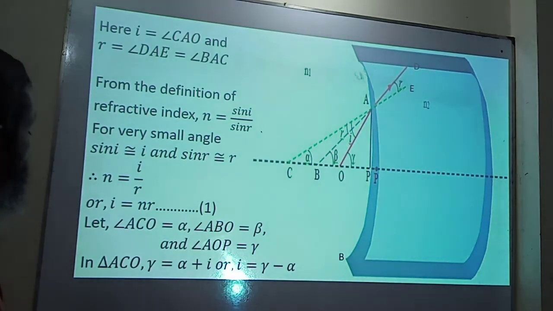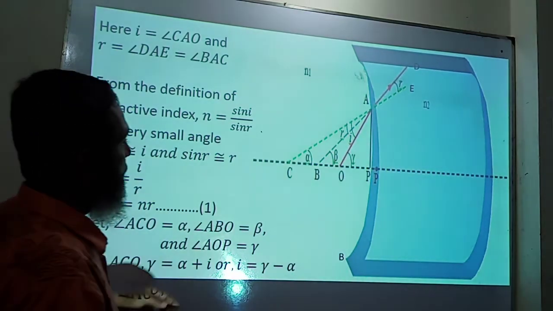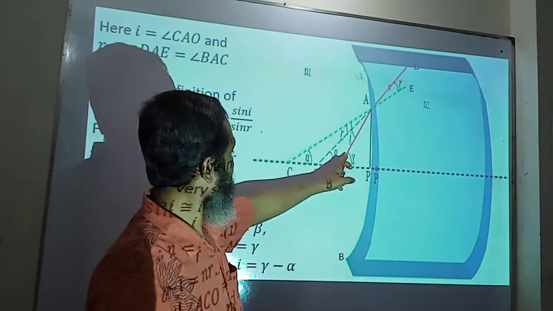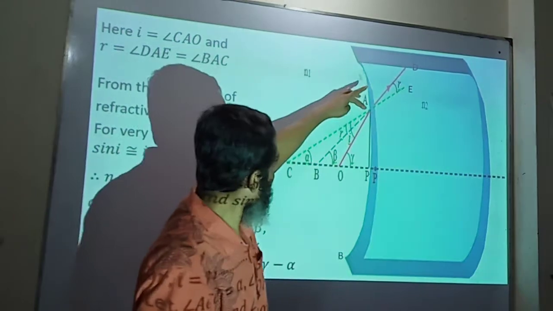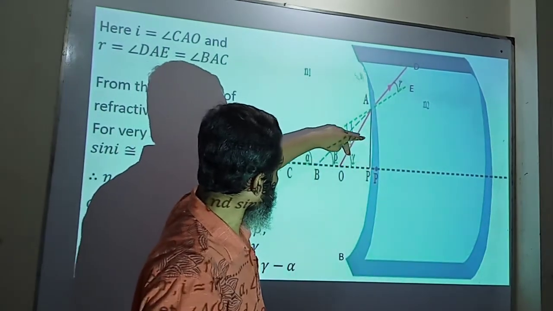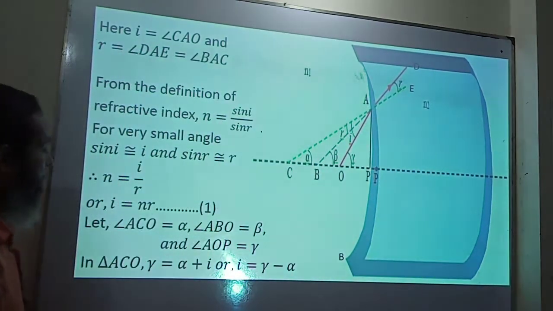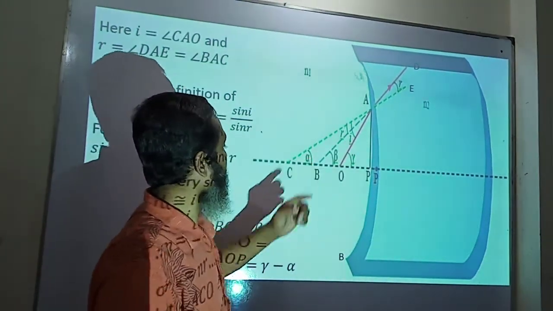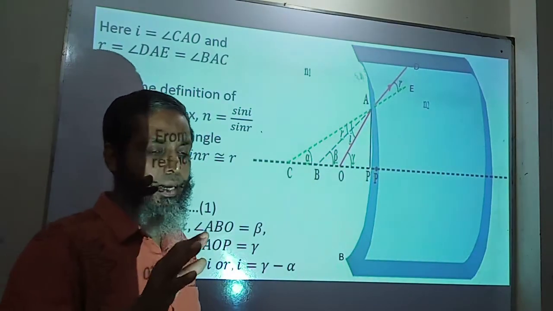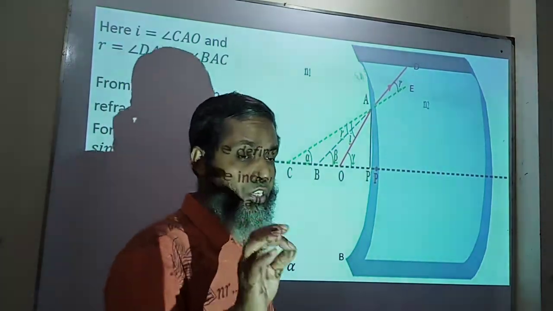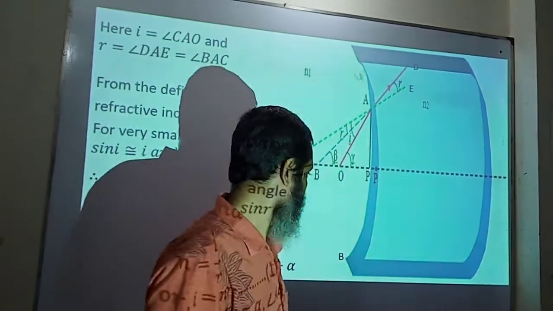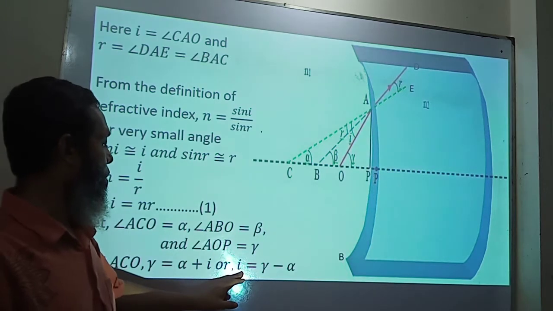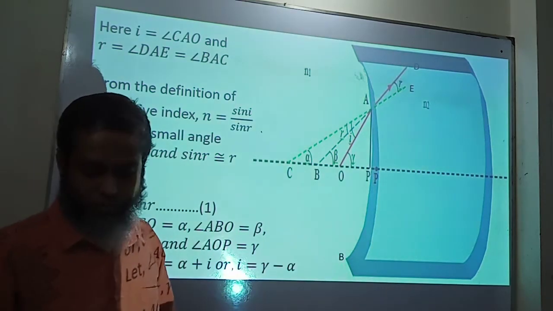Let us come to the triangle ACO. In this triangle, AOP is the exterior angle, that is gamma is the exterior angle. So we know that gamma is equal to I plus alpha, because the exterior angle of a triangle is equal to the sum of the two far interior angles. That's why gamma is equal to alpha plus I, or I is equal to gamma minus alpha.